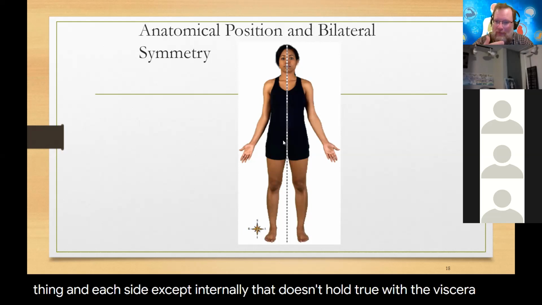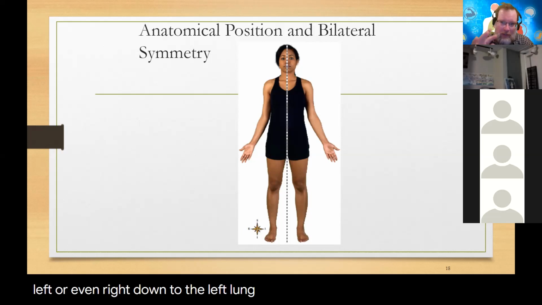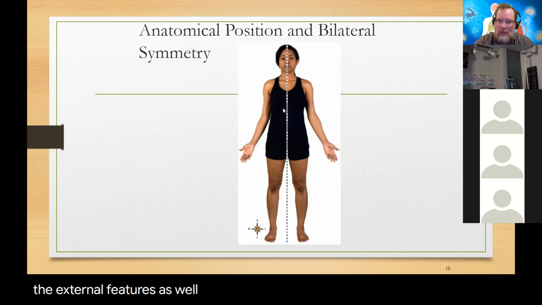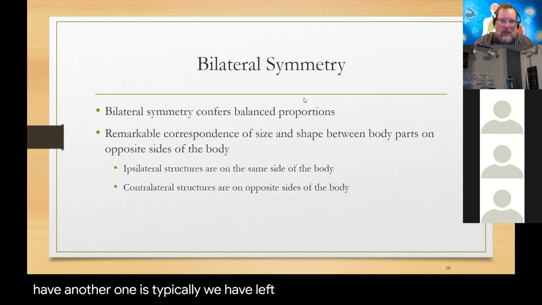necessarily. Even right down to the left lung and the right lung, they are slightly different in size and scope. So generally we think of the symmetry being related to more of the external features, as well as like the musculoskeletal system. Bones and muscles are going to be symmetrical. If you have one bicep, you're going to have another one. Okay, so typically we have left side, right side for that.